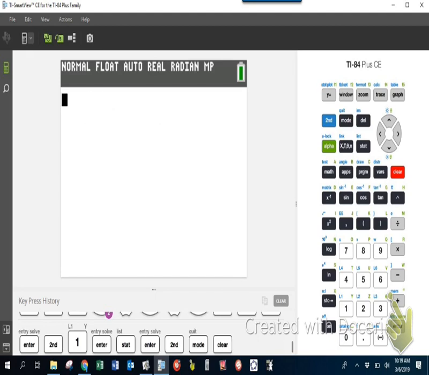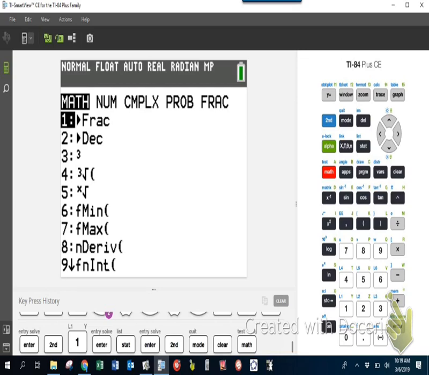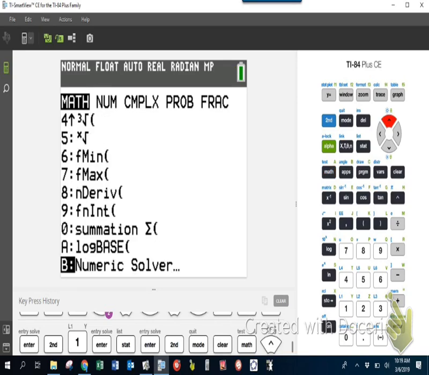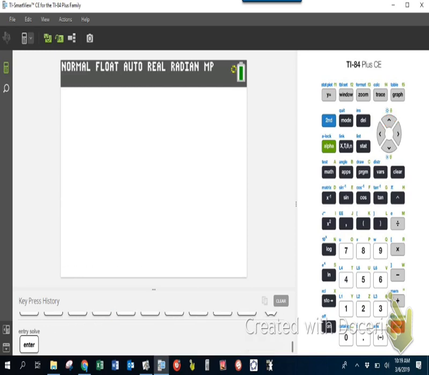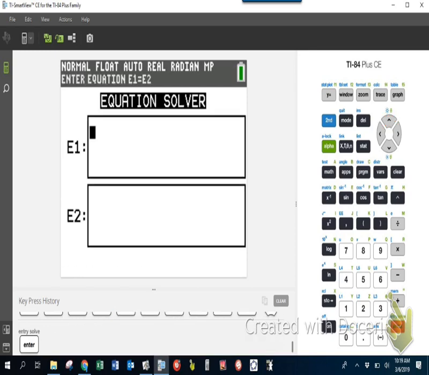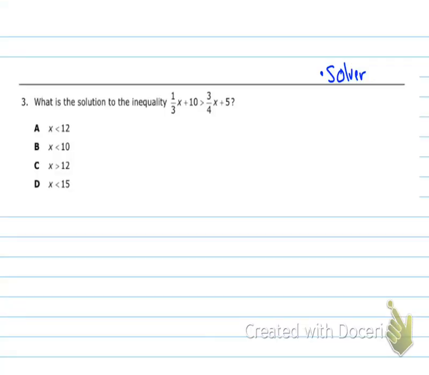So in order to use solver, you got to go to math. You got to scroll up, and mine says numeric solver. Yours will say solver. It's the same thing. And you need to make sure you understand how to set this up. Now, this is an equation solver. This is not an inequality solver, but it will help us a little bit, and I'll show you what I mean. Let's go ahead and write this equation into solver. Now, keep in mind, it's not going to fully work it out. This isn't the right way, but it will help out a little bit.